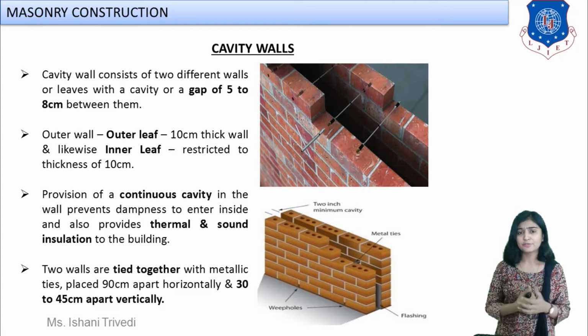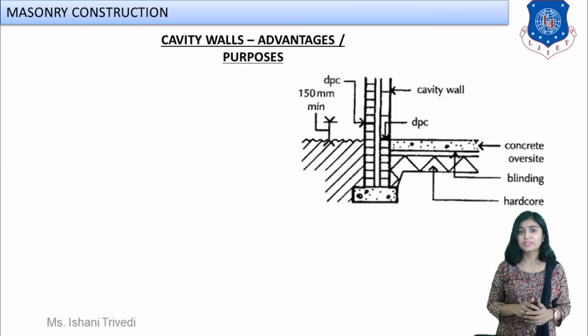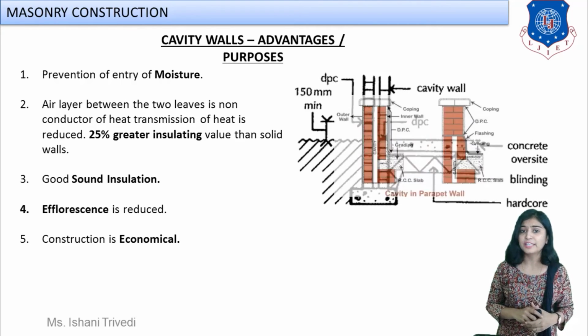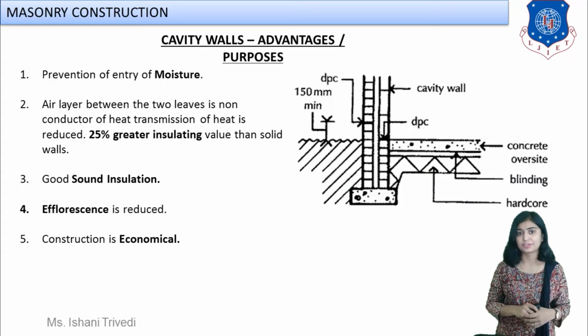Okay, so this kind of construction where a gap is left in between, two walls are indirectly connected to each other with the help of metal ties, is known as cavity walls. Now let us move further with the discussion of the cavity wall. Now, why do you need to provide this type of construction?